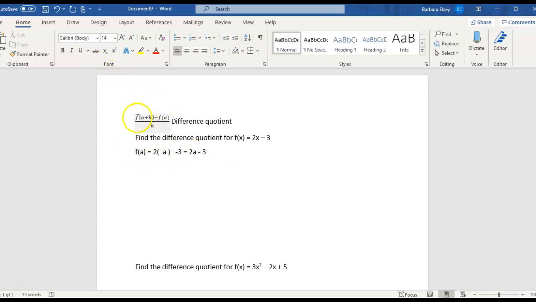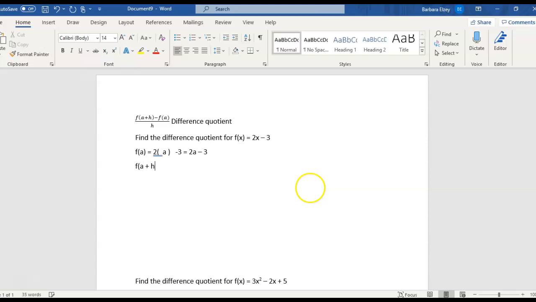Now let's find the first part of this, f of a plus h. Again, I'll just put parentheses where my x is in the function. So I've replaced that x with parentheses, and I'll drop a plus h into these parentheses. Now let's just distribute the 2 through these parentheses. I get 2a plus 2h minus 3. So there's my answer right there to f of a plus h.